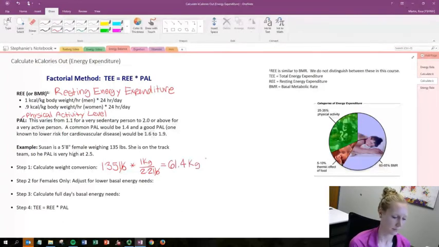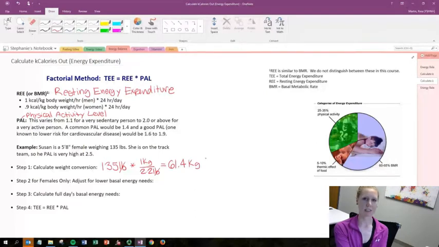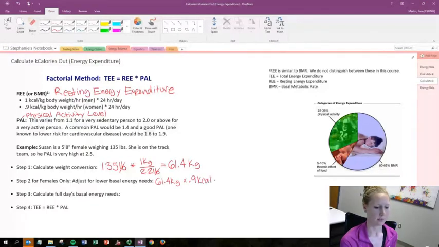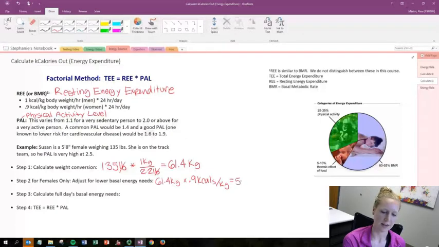kilograms. So now we have to adjust for females. Remember, this is for females only. We're going to take that 61.4 kilograms, and this is to determine the REE, times it by that 0.9 kcals per kilogram of body weight, and that will give us 55.2, and that's kcals per hour.